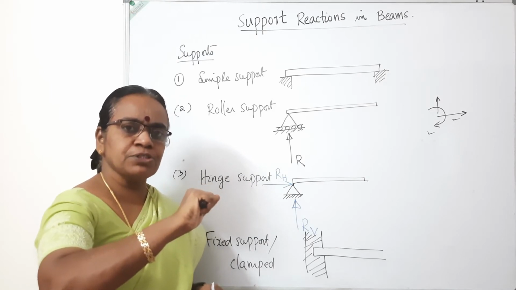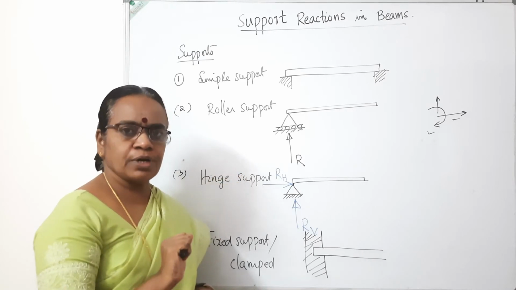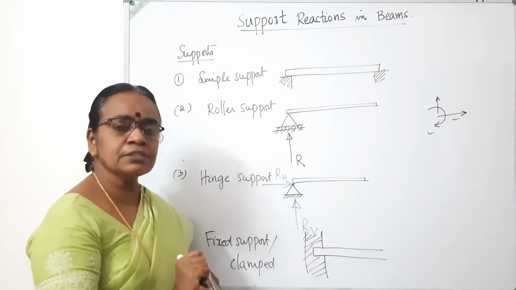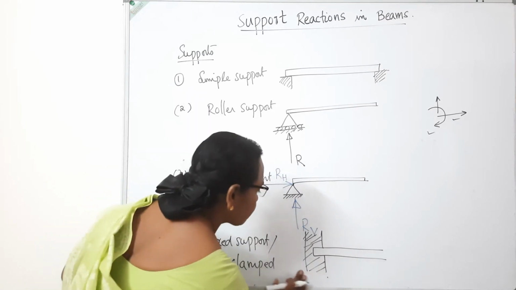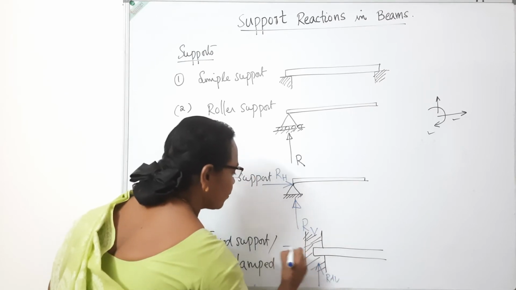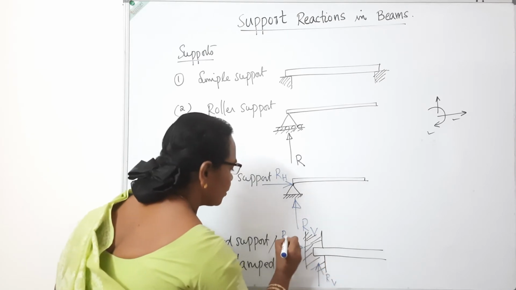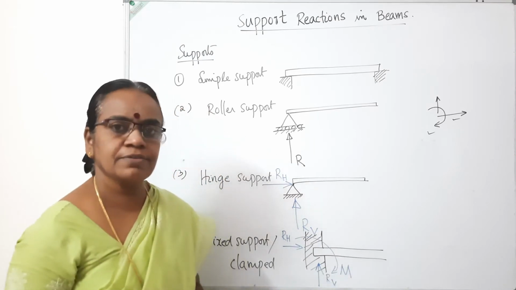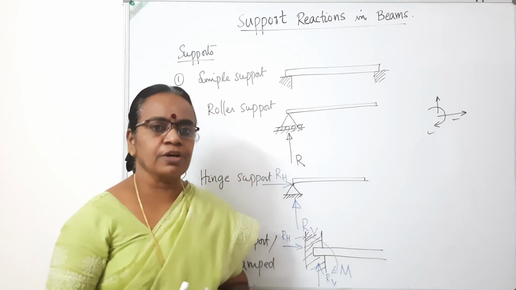It is not permitted to move horizontally, not permitted to move vertically, and not permitted to rotate. All the motions are arrested. Since all the motions are arrested, it will react in all the three ways. So in a fixed support, the reactions will be a vertical reaction, RV, a horizontal reaction, RH, and there will be a moment, M. There will be three reaction components. So beams are supported in four different ways.